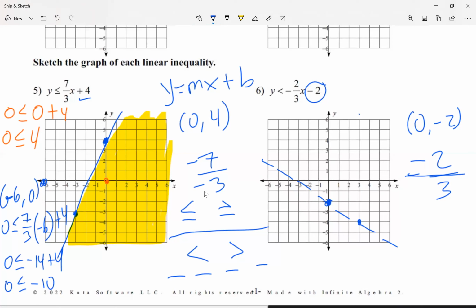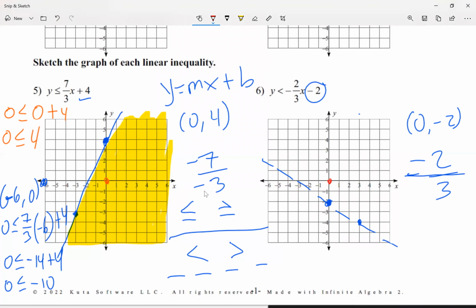Because my inequality sign doesn't have "or equal to," it is a dotted line. My line separates my graph into two sides. One side makes sense, the other side does not. So I'm going to choose a point. I like to choose the point (0, 0) because it's easy to work with zeros.